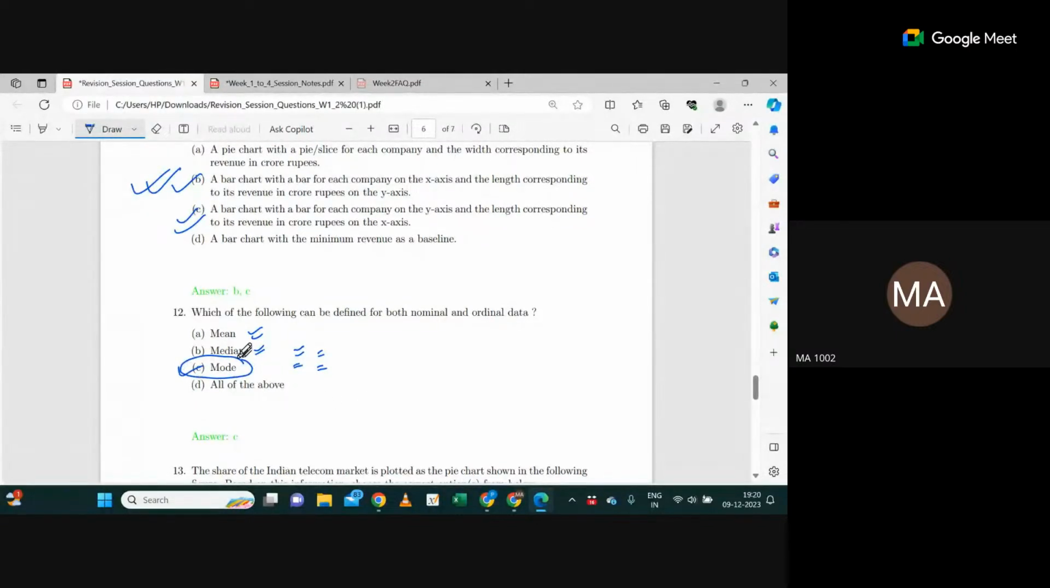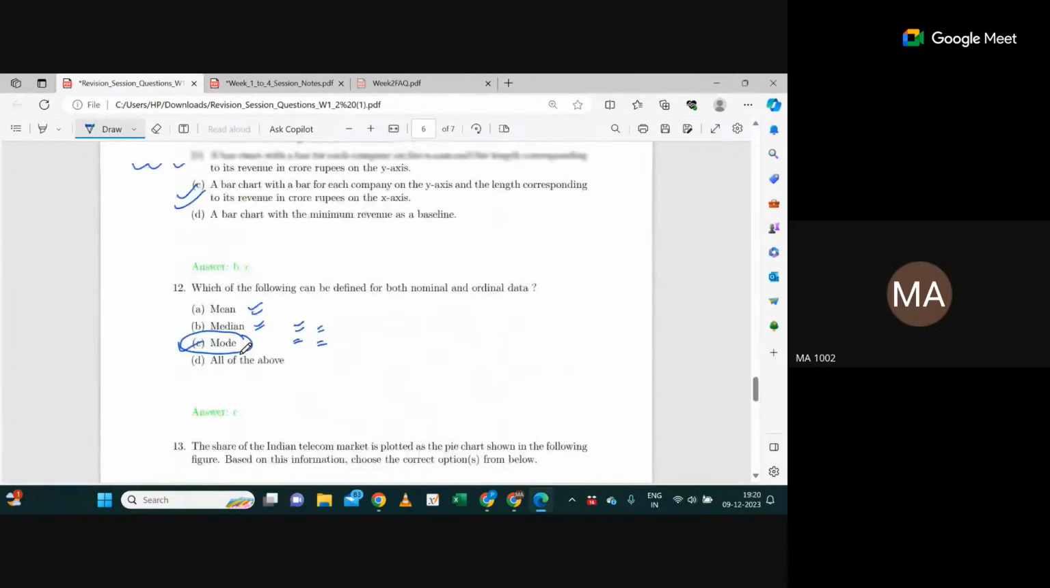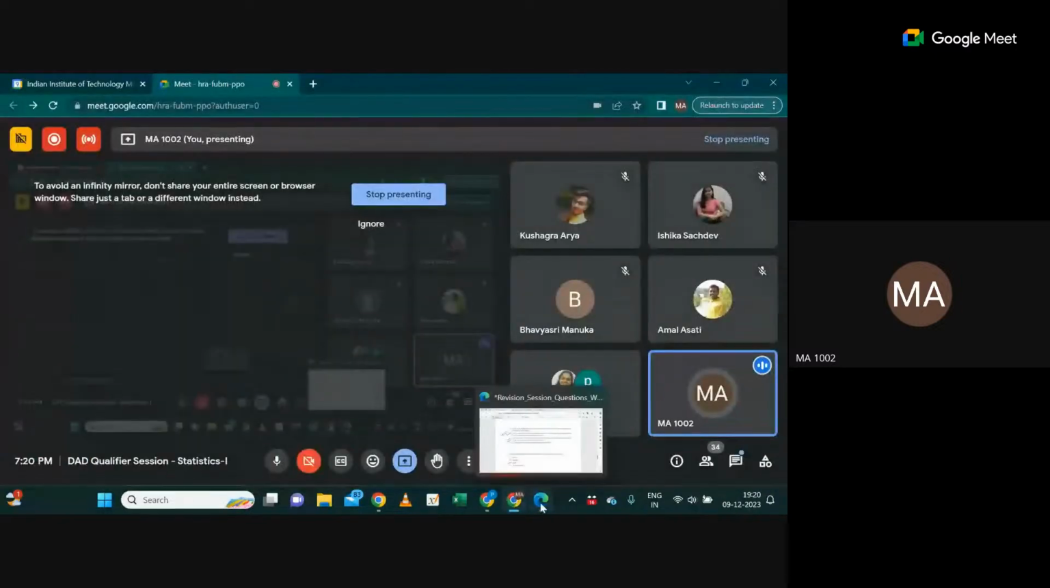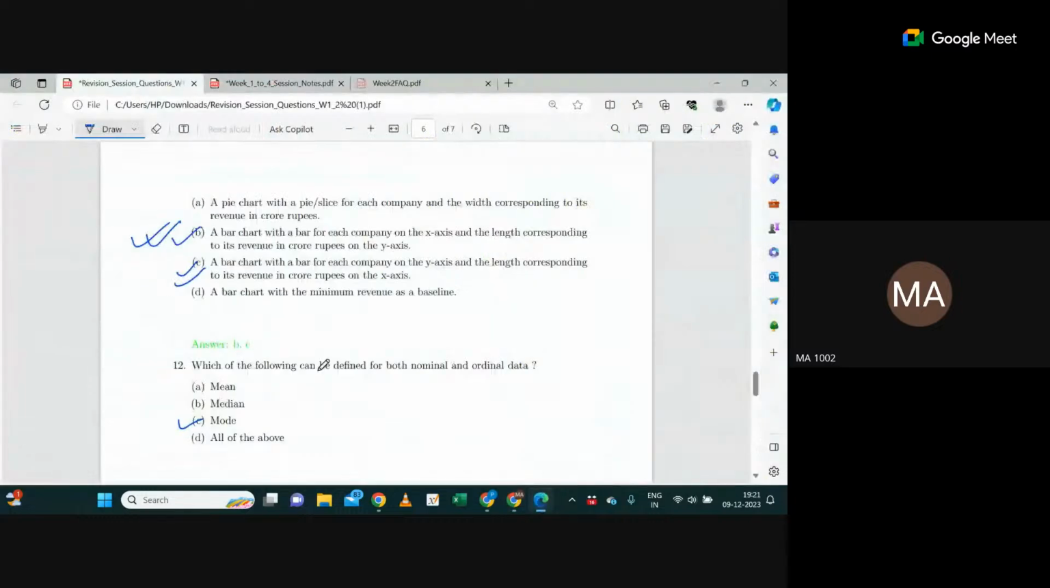I will tell you why. Those who told me mean and median, can you tell me why you have chosen mean and median? Feel free to say, only then are we able to know where you are making a mistake. No worries. Okay, so who told me mode? Only mode. It's me. Okay, Nivida, can you tell me why you selected mode? Why not median or mean?